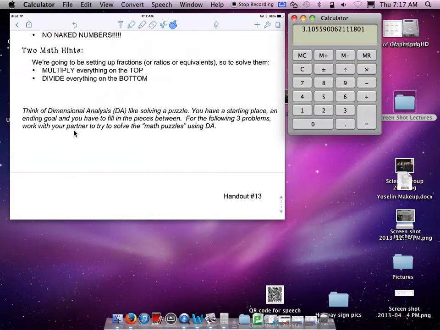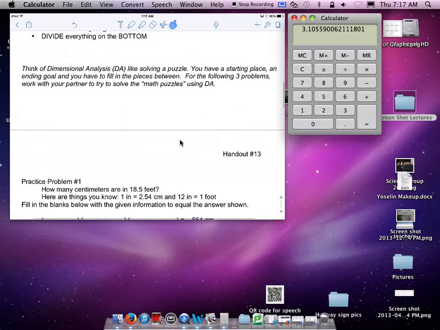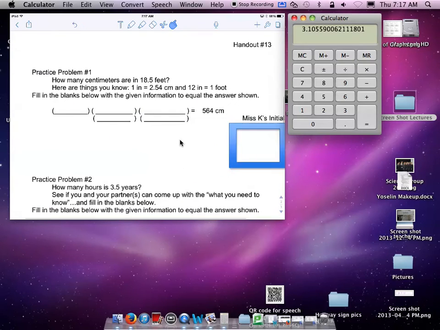Otherwise, just keep working through this by yourself to solve these math problems using DA. So here's your first example. How many centimeters are in 18.5 feet? So this is what my question will look for. So remember, the steps are: where am I starting? What units am I trying to get to? What conversions do I need to use? And then solve. So in all of these examples, I gave you the answer. We just got to see if we get something that makes sense.